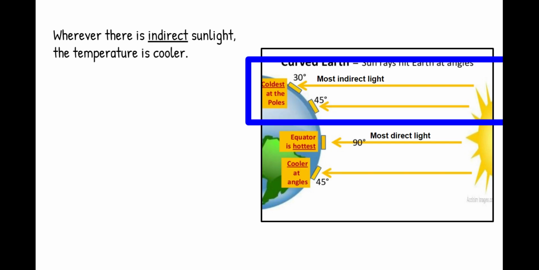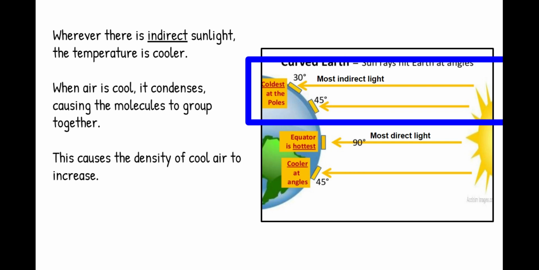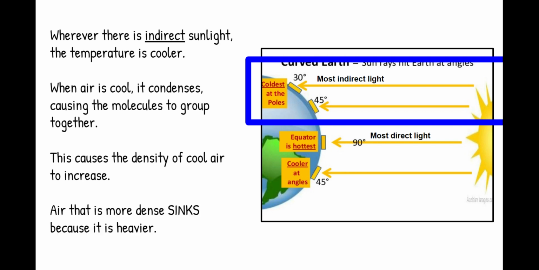Wherever there is indirect sunlight on Earth, the temperature is cooler. As the air cools, it condenses, and those air molecules group together. They're kind of huddling together for warmth. Not really, but you can think about it that way. This means that the density of that cool air is increasing because all of those molecules are closer together. And we know so far that air that is more dense sinks because it's heavier. That's convection in a nutshell.